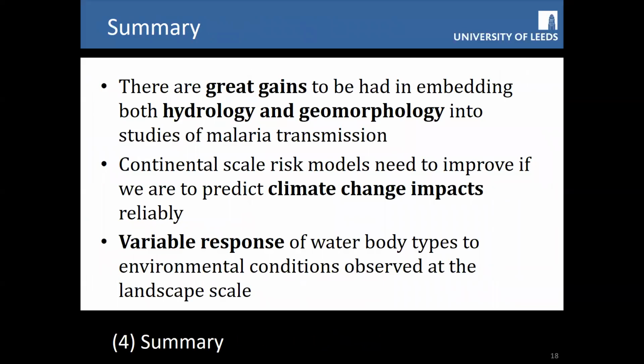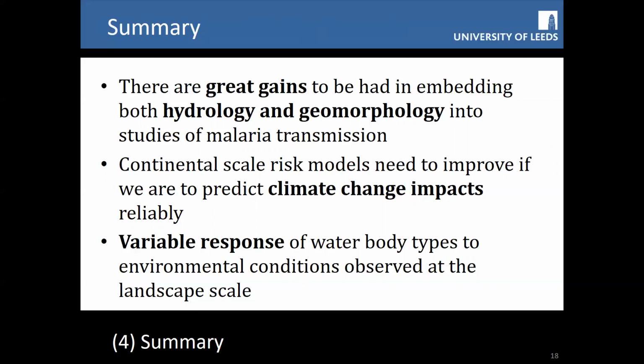So just to summarize then, geography matters. Physical and human geographers can be useful in the study of malaria, even though the two things aren't often coupled together. And continental scale models really need to improve and embed hydrology even more than this example has done, if we're going to really predict how climate change might affect malaria distribution. There's a lot more to be done on this. And even when you zoom into the landscape scale, you see that any attempt to do this at the continental scale makes big assumptions that may not be borne out at a local scale. We still need to have that local knowledge.